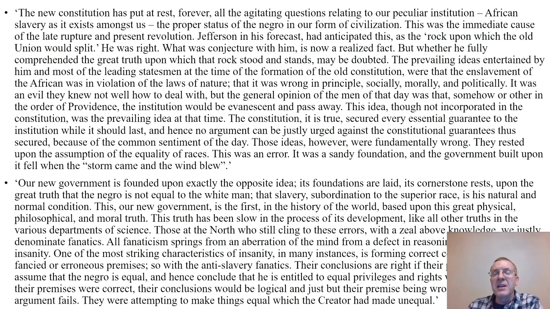Now, Stevens is pro-slavery. We need to make that very clear right now. And that could not be more obvious than by looking at his Cornerstone Speech. And let's look at what he said in that speech, that the new Constitution has put at rest forever all the agitating questions relating to our peculiar institution, African slavery as it exists amongst us. The proper status of the Negro in our form of civilization. This was the immediate cause of the late rupture and present revolution.